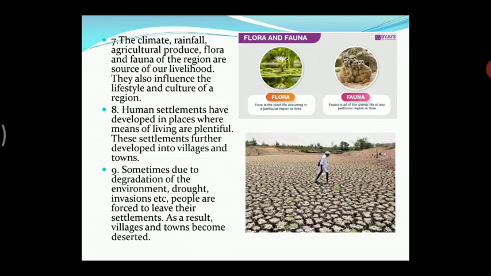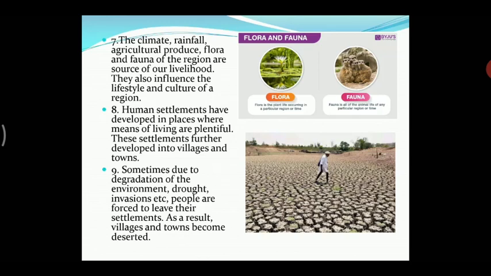As you can see in the picture there is one man walking where there is no sufficient water. The lands have become dry. They don't have sufficient amount of water. There is no rain. There is no rainfall over there. If there is drought, no water, how will people survive? So they decide to leave their settlements. Settlements means their houses. So they have decided to leave the settlements and go back to their villages where they were staying before. As a result, villages and towns become deserted.